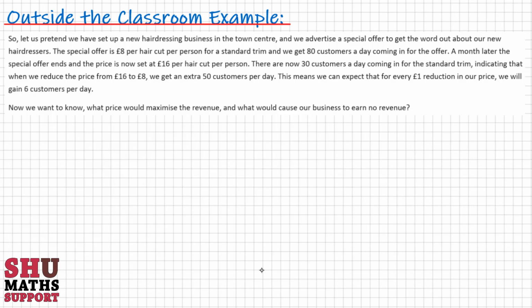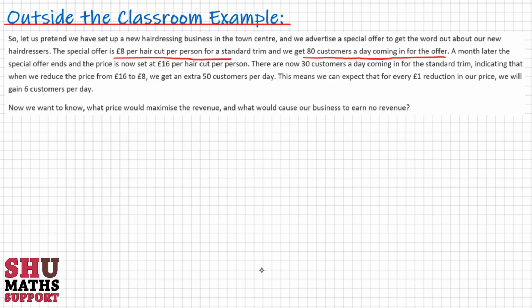So let's pretend we have set up a new hairdressing business in the town centre and we advertise a special offer to get the word out about our new hairdressers. Now the special offer is £8 per haircut per person for the standard trim, and we get 80 customers a day coming in for the offer.